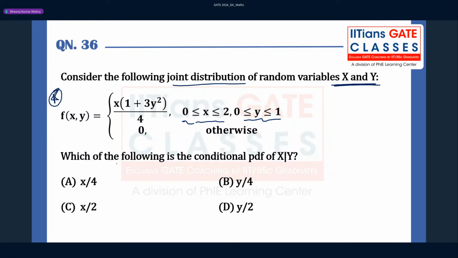You have to find which of the following is the conditional pdf of x given y. You have to find the conditional pdf, guys. What you have to find? Conditional pdf, right? Understood.